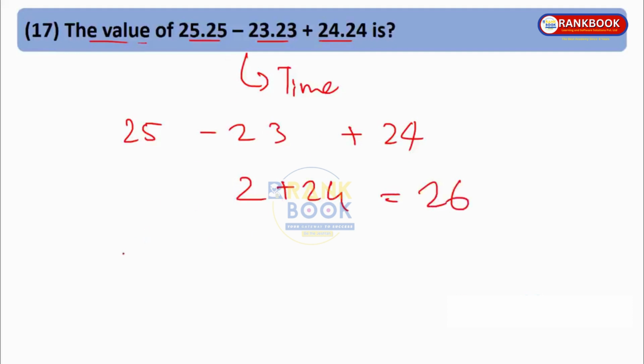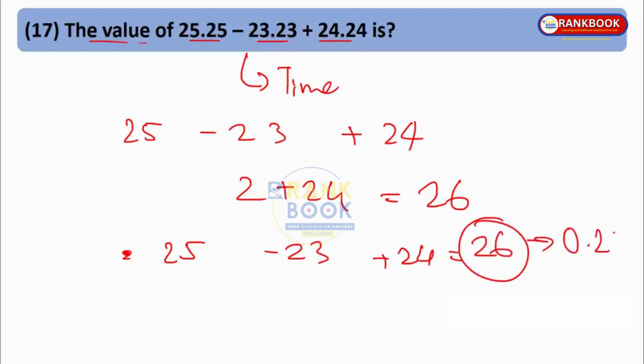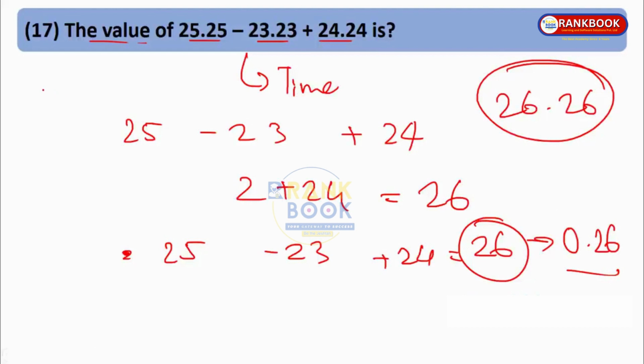Take numbers after the decimal point. What is it? 25 minus 23 plus 24. Again, we'll get here 26. But this is not plain 26. It is 0.26. Why? Because there is a decimal point. Answer is 26.26. See how easily, in hardly 10 to 15 seconds, you got the answer.